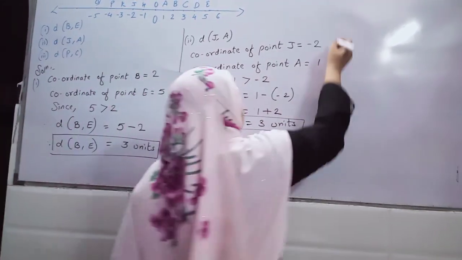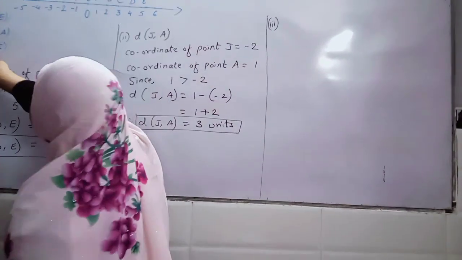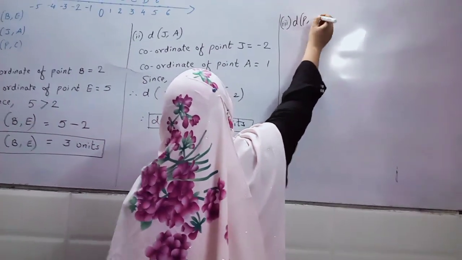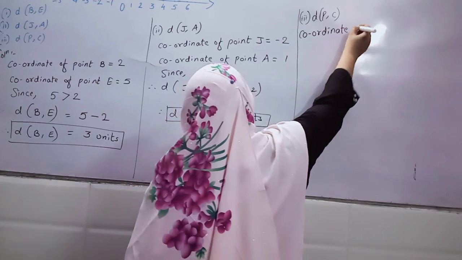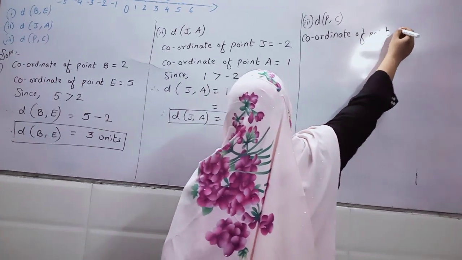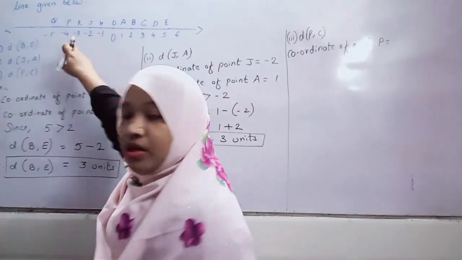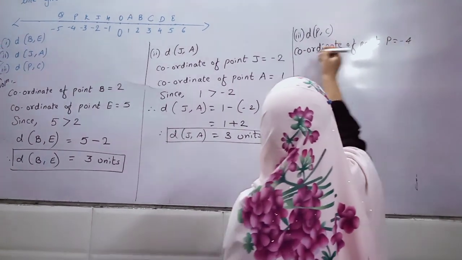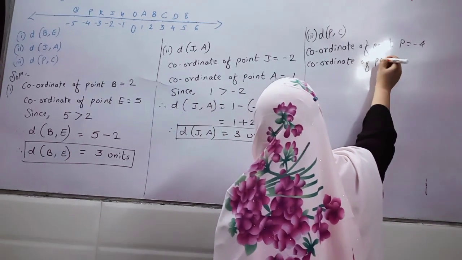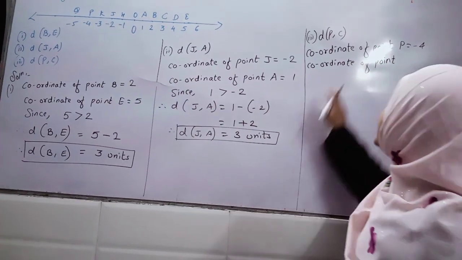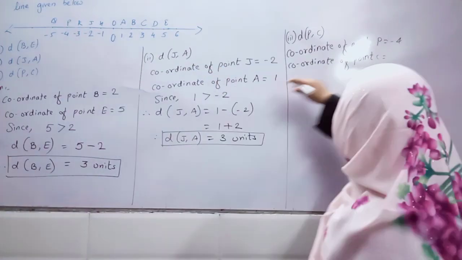Understood? Next, the third one. What is the third question? We have to find the distance of P and C. Coordinate of point P is minus 4. Okay, write here minus 4. Next, the coordinate of point C. We got 3, positive 3.